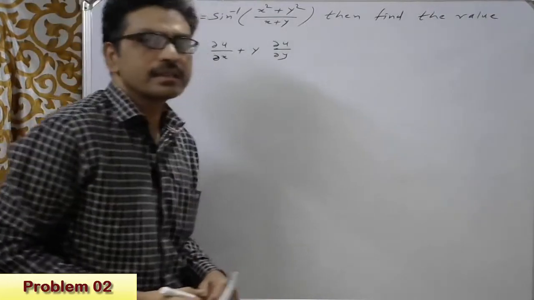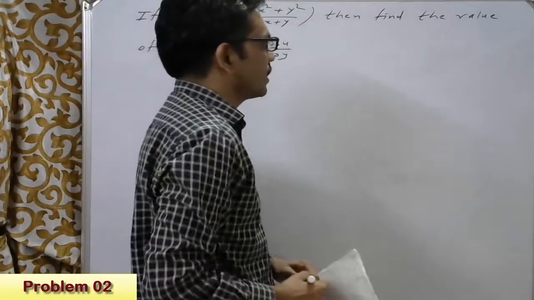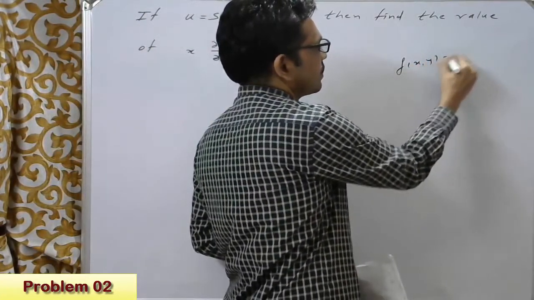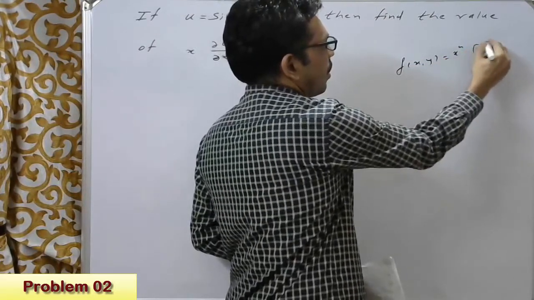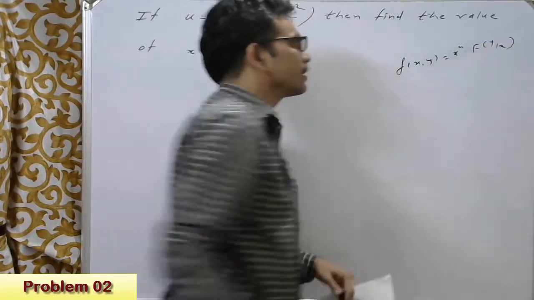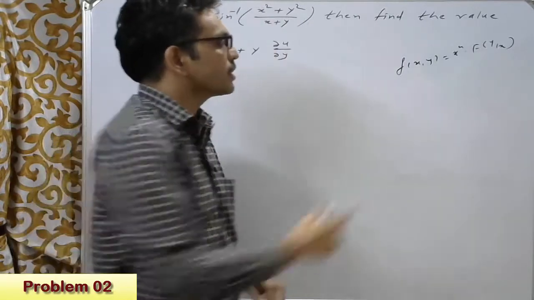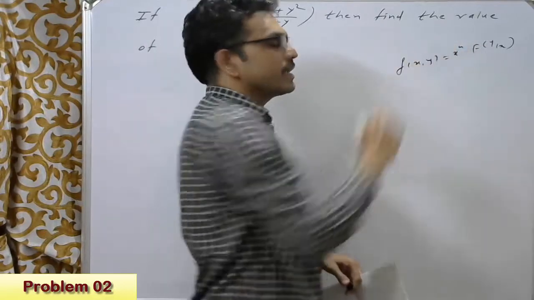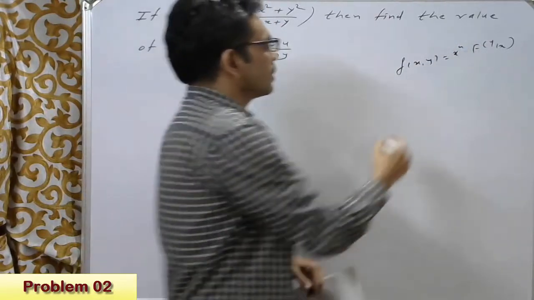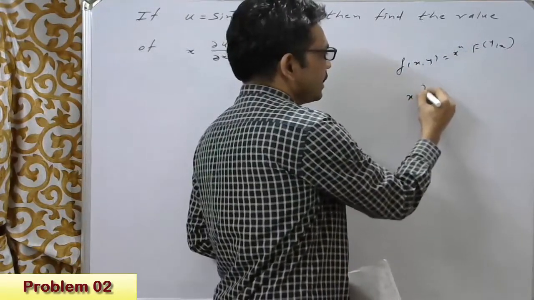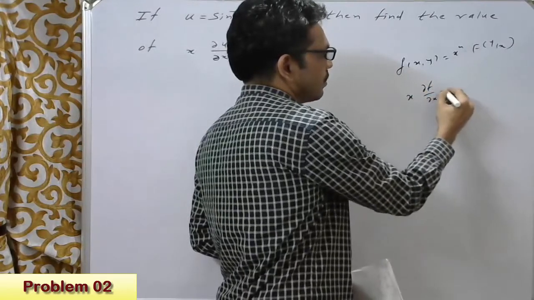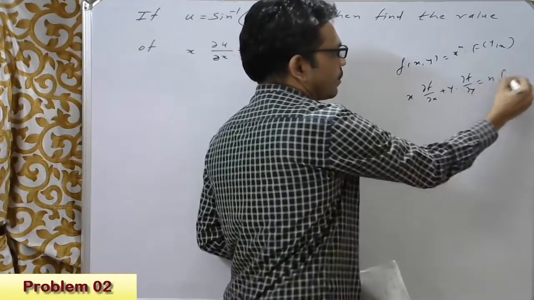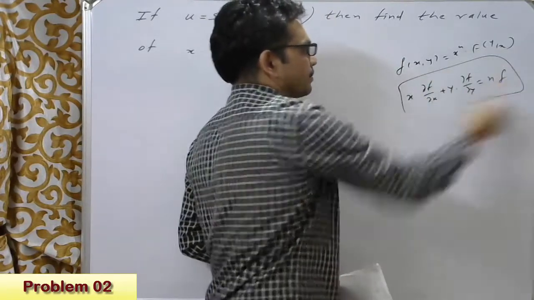What is Euler's theorem? If the function f is a homogeneous function of degree n, where n represents the degree of that homogeneous function, then in Euler's theorem, x into del f by del x plus y into del f by del y is equal to n into f. This is our Euler's theorem.